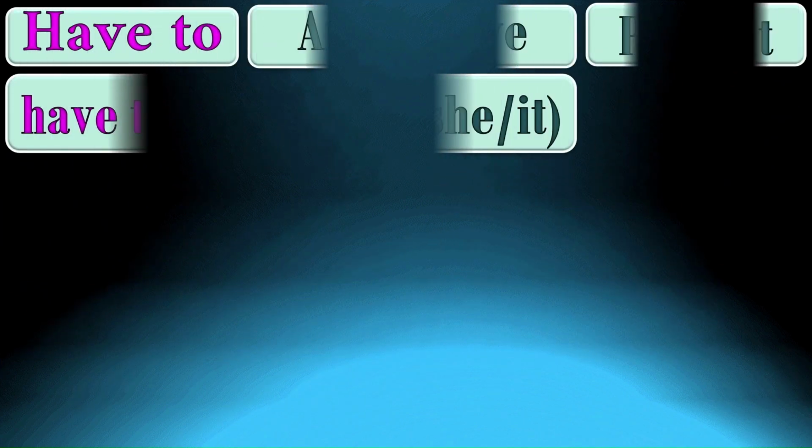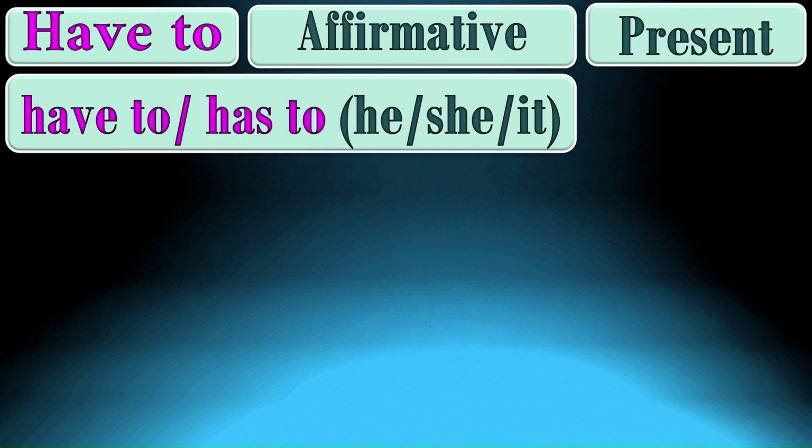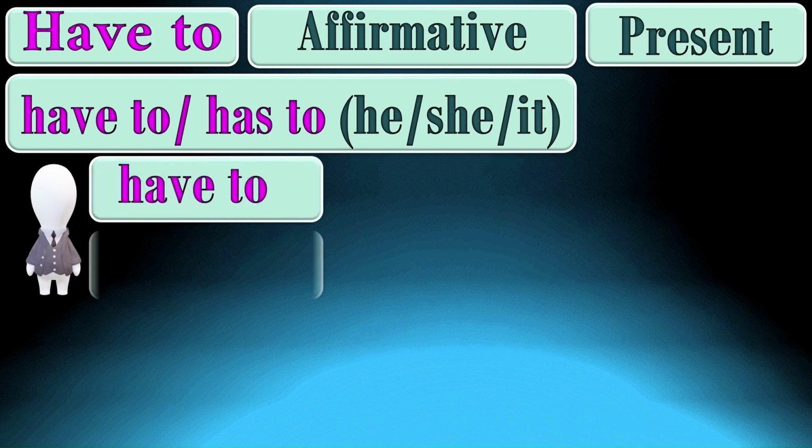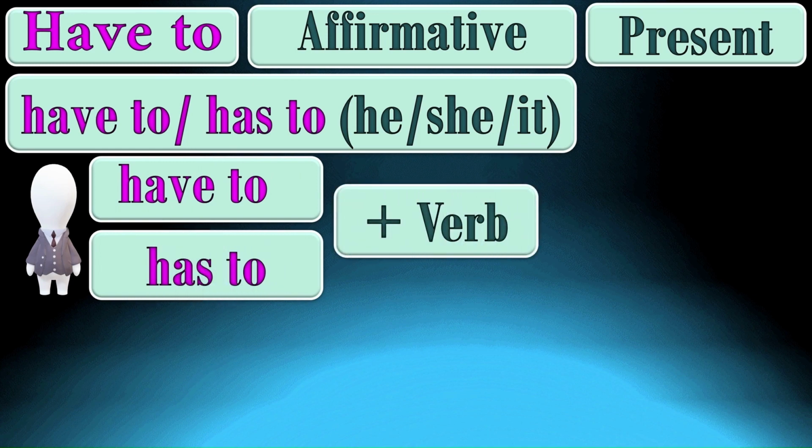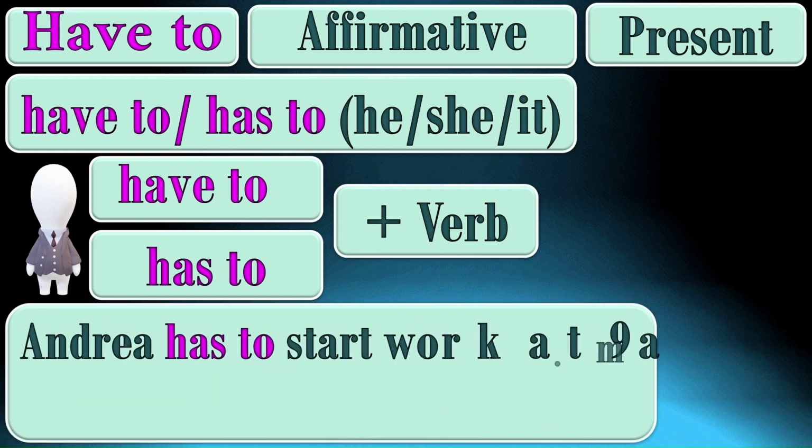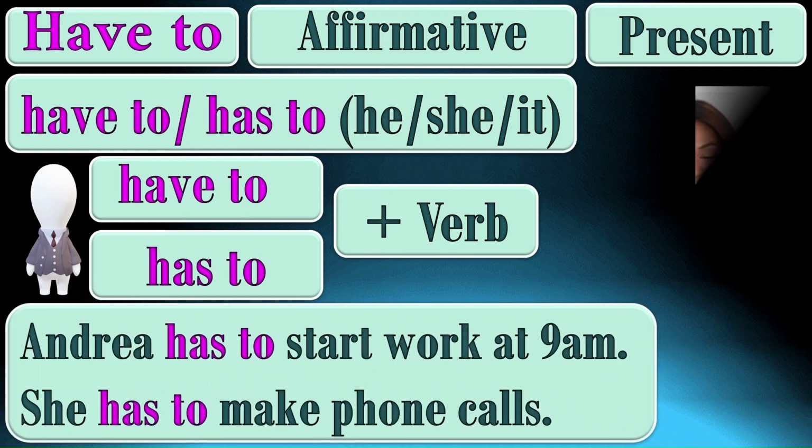A modal verb, have to, is used in the form, has to, in the third person singular, with he, she, it. To complete an affirmative sentence, we begin with a subject, have to, or has to, and a verb. Andrea has to start work at 9 a.m. She has to make phone calls.